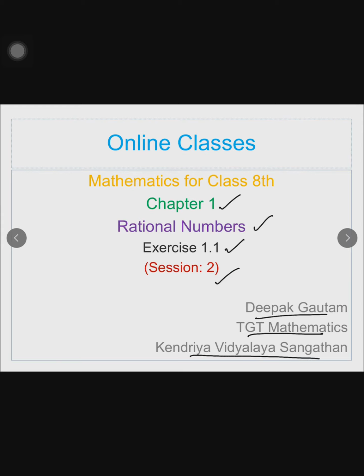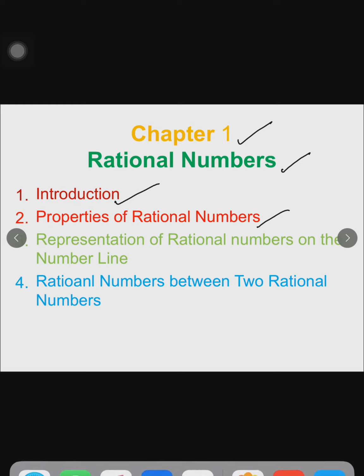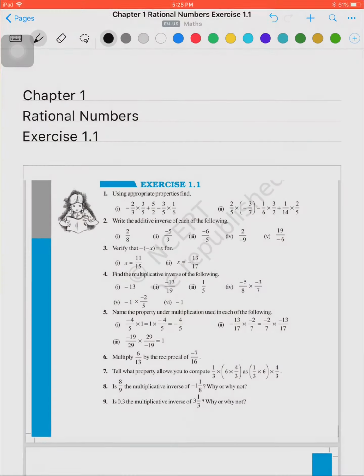Okay, let's start today's session now. Here we are discussing chapter number 1, Rational Numbers. We have already covered the introduction part and the properties of rational numbers in video 1. Based on these, we will cover Exercise 1.1 of the NCERT textbook for class 8. So let's move to Exercise 1.1.